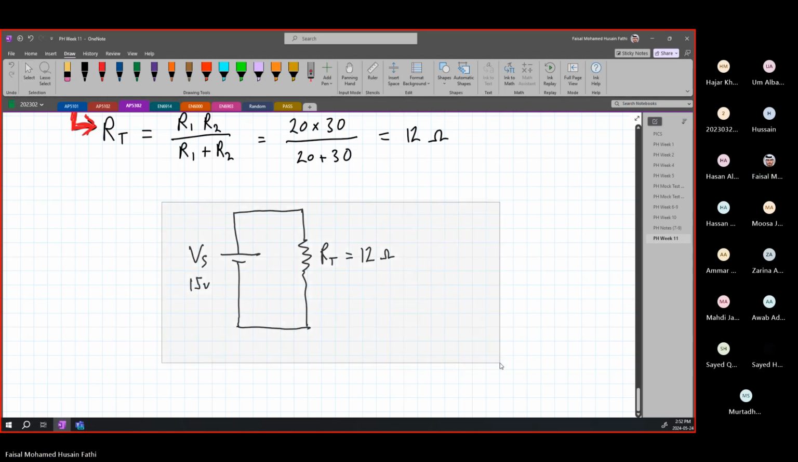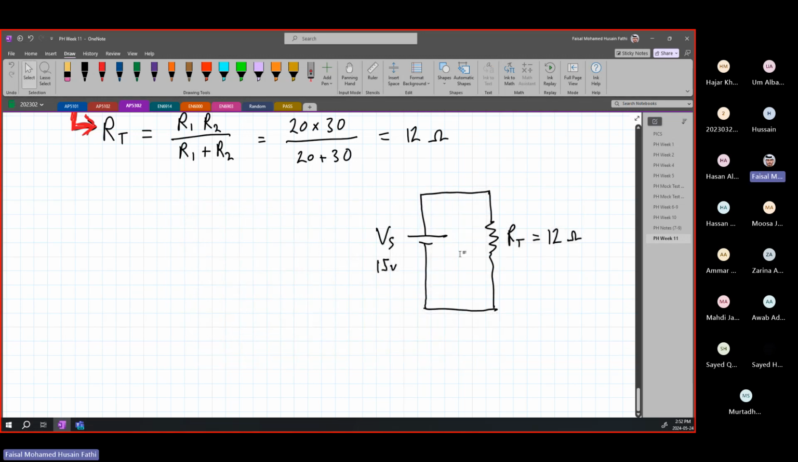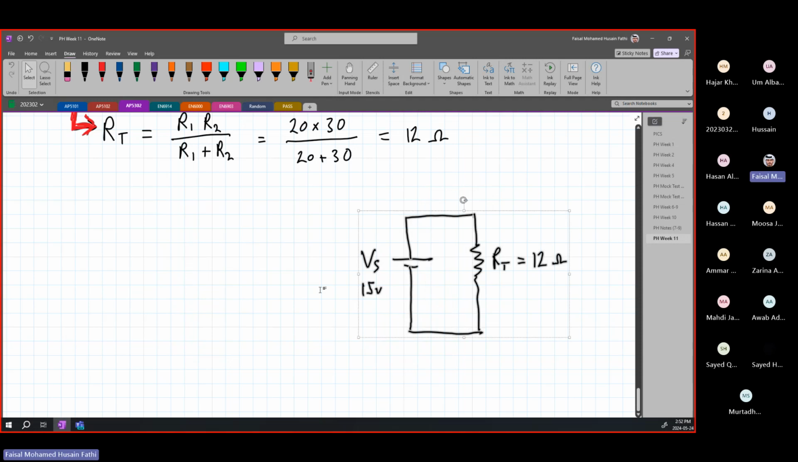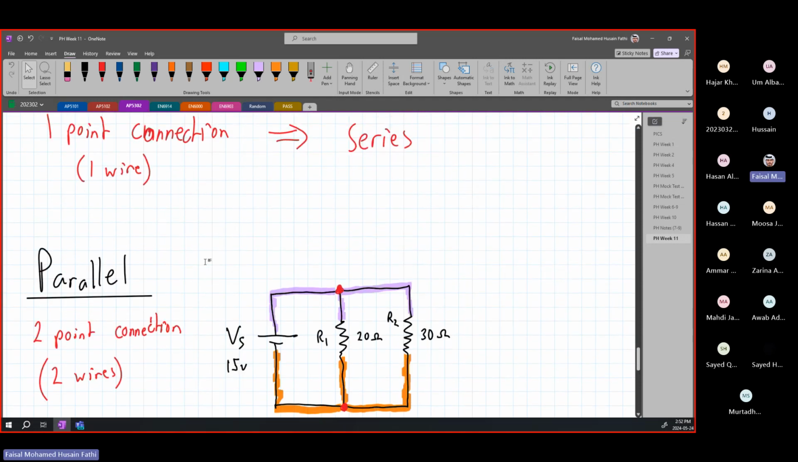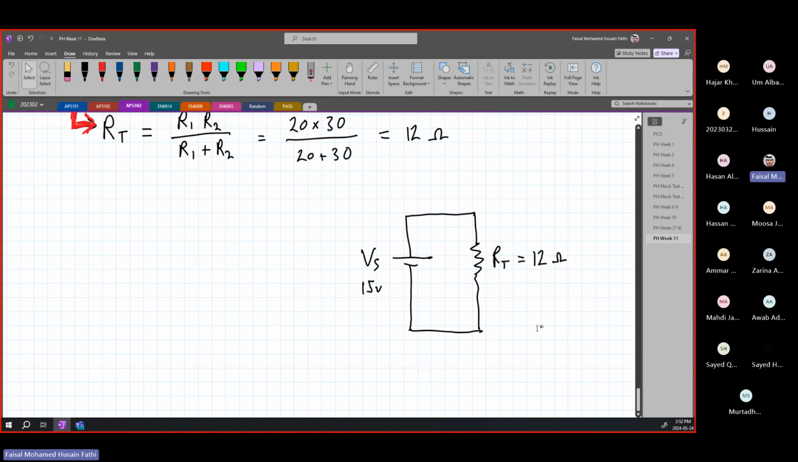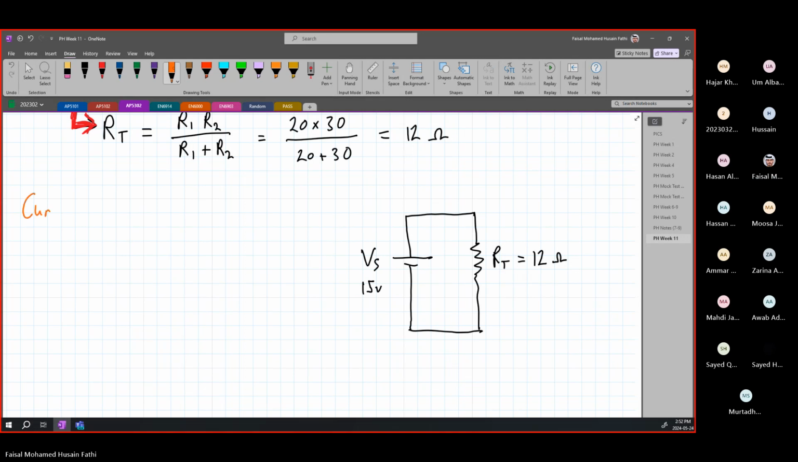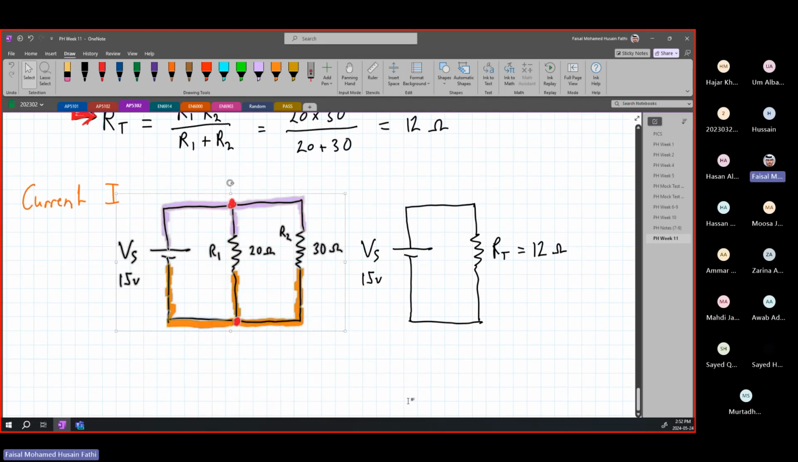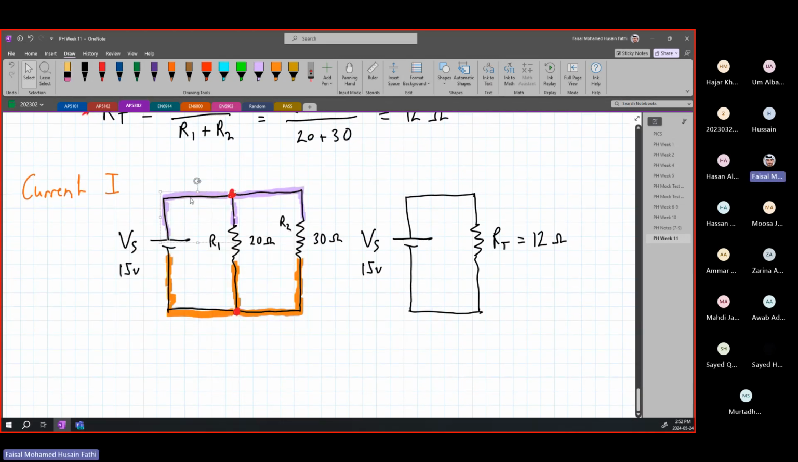Okay? This is what it will look like. So this circuit is equal to this circuit up here. It's the same exact circuit. The only difference is we simplified it, so we have R total. Let us look at current, I. Okay? Let me bring this down here. Let me remove all the highlights.